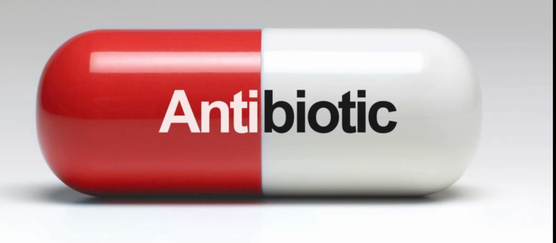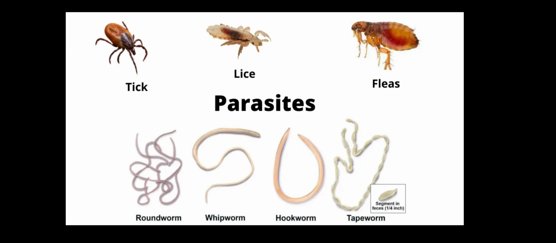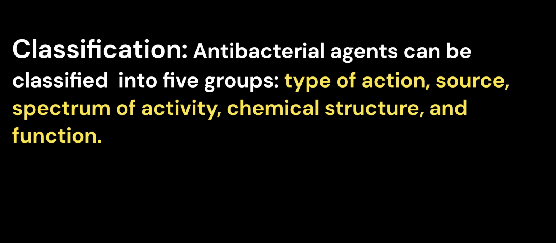Antibiotics. Antibiotics are mainly active against bacteria, but can also have activity against, for example, some parasites. They do not cure infections caused by viruses. Classification. Antibacterial agents can be classified into 5 groups: type of action, source, spectrum of activity, chemical structure, and function.